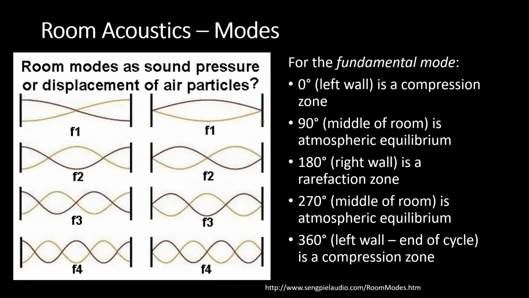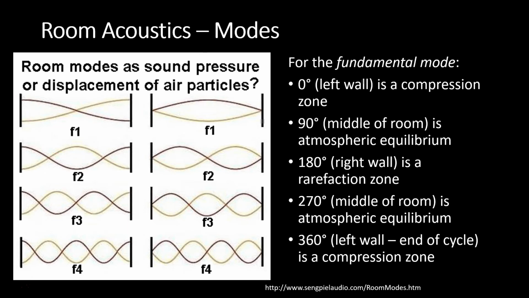Now, to look at room acoustics, if we assume that we have 2 parallel walls and we're looking at part of a sine wave, you'll notice that's 1/4 of the sine wave. Looking at the left picture in the upper left corner, F1, just look at the darker colored line. The darker colored line being higher than the neutral center point is showing a compression zone. In the middle of the room, it's at atmospheric equilibrium. At 180 degrees of the wave is the wall on the right, and that's the rarefaction zone where the air molecules are spread further apart.